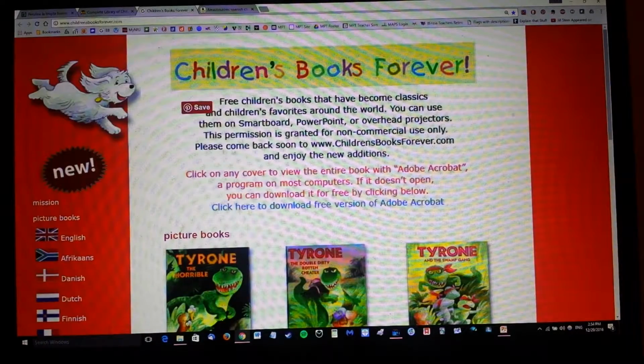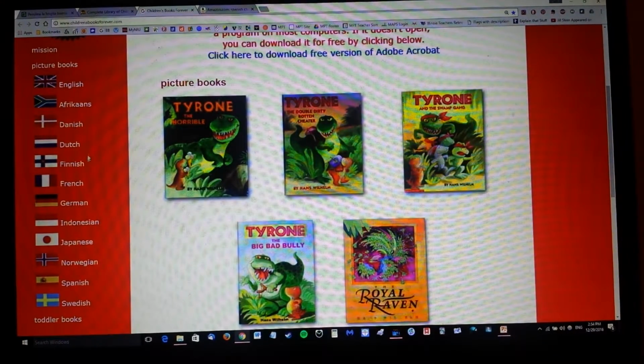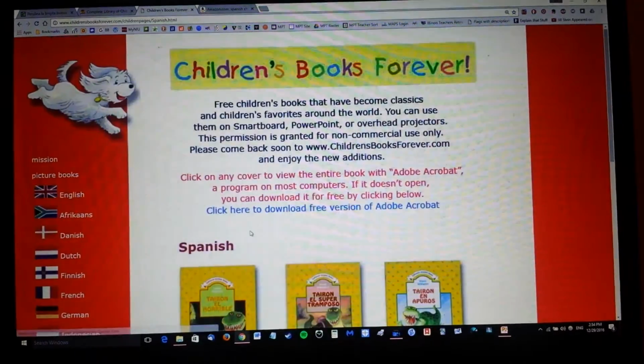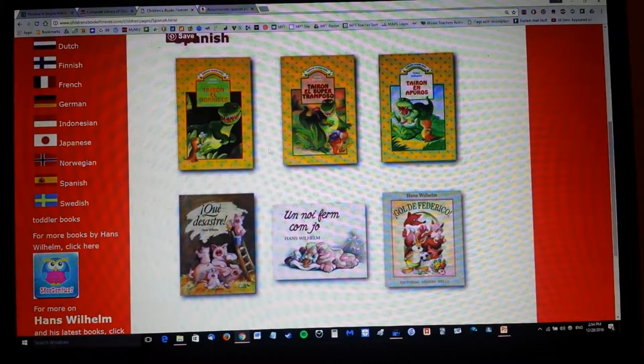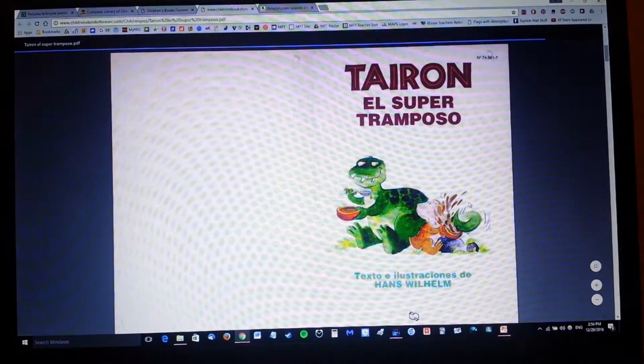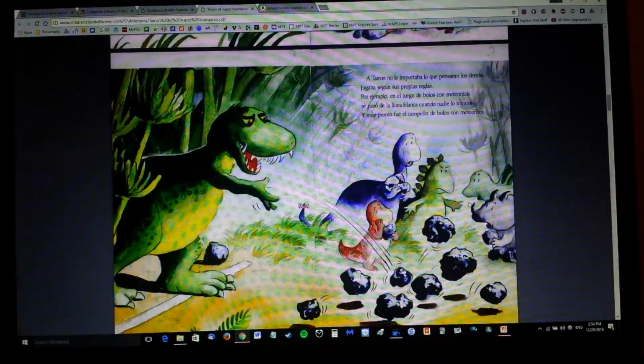Another great website is Children's Books Forever. You can see on the left here there are about a dozen or so foreign languages, some really popular ones too: Spanish, German, English, Dutch, French. So all you do is click on the language, you open it up as a PDF, and immediately you have a PDF with a great story at your fingertips.